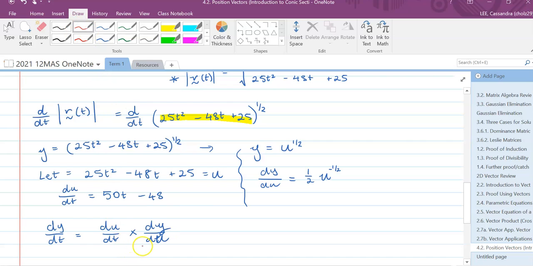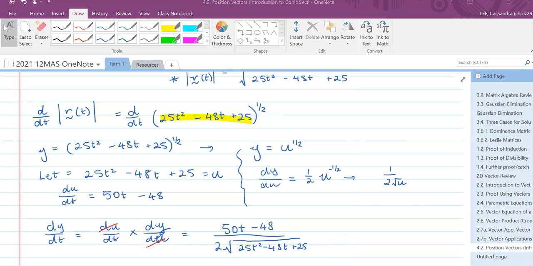Because when we multiply these fractions together, these two terms are going to divide into each other and be equal to 1. So this is how the chain rule actually works. Let's multiply these two by each other, and we can rewrite this as 1/2 square root of u. So we're going to write this as (50t − 48) all over 2 square root u. And remember, our value for u in the first place was 25t² − 48t + 25. Okay, so that's our derivative.